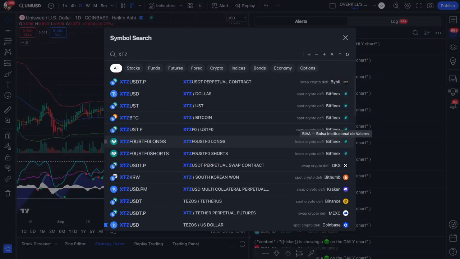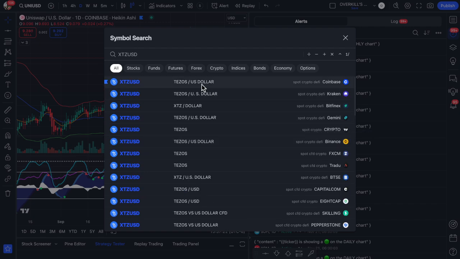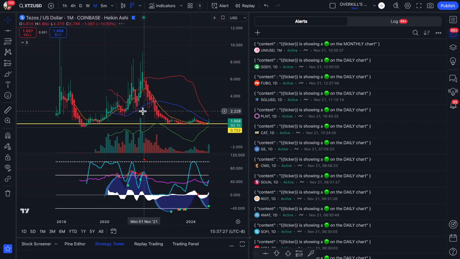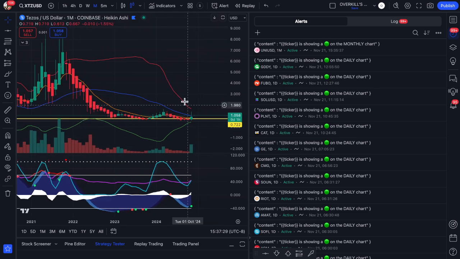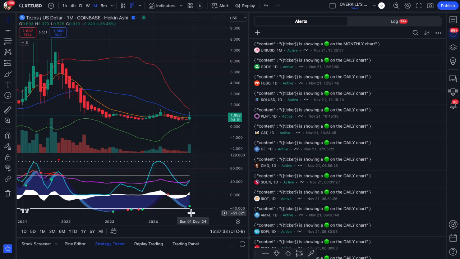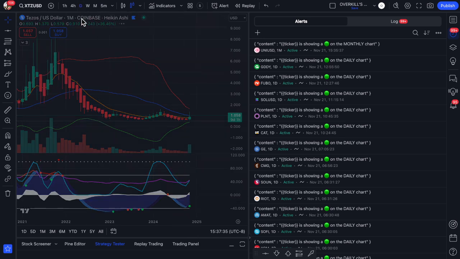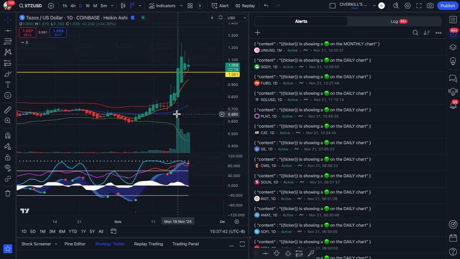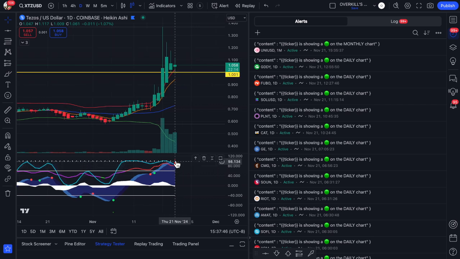XTZ. This one had a massive move, and this one was actually on the watch list at the beginning of the week before that thing popped off. But it had a really big move. Again, green dot on the monthly here looks really good for the macro. We are now buying every single green dot that we get here on the chart. I would set a stop loss at $1, make sure that holds. If it breaks, I would sell it and then wait for the next green dot to come.